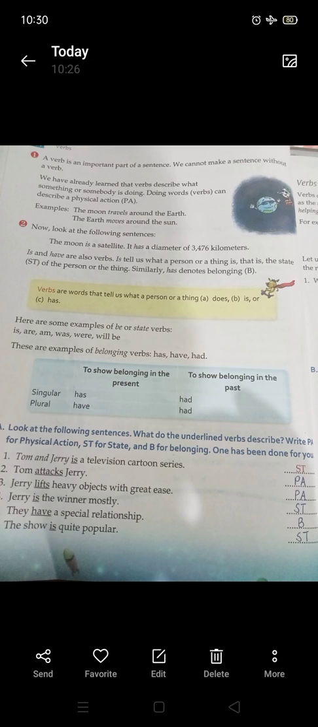John, it tells us what a person or a thing is. That is state of being, state.